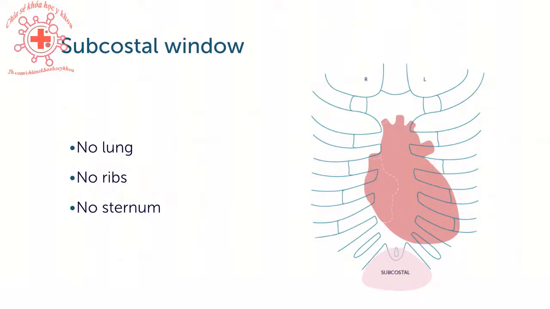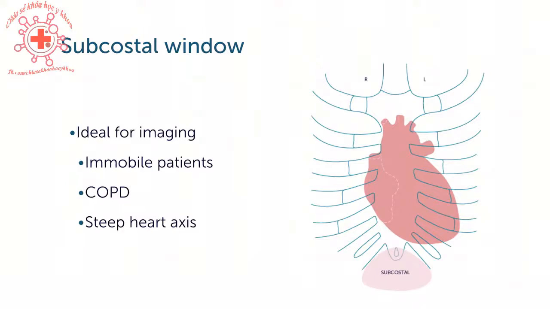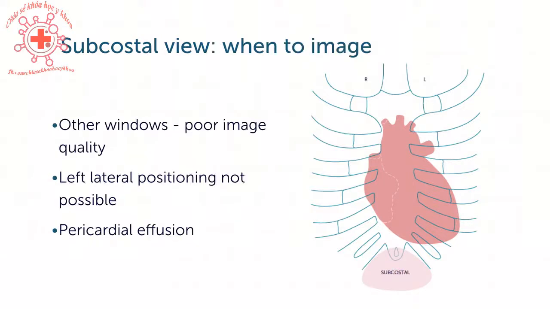The main advantage is that you have no ribs, no lung, and no sternum to obscure the view to the heart. So it's actually ideal for patients who are immobile, where you cannot turn them to the left, patients who have COPD and where especially the apical window is obscured by the lung, and in patients with a very steep axis of the heart. In this case, the heart is kind of hidden behind the sternum and you can only see it if you image right from underneath the sternum.